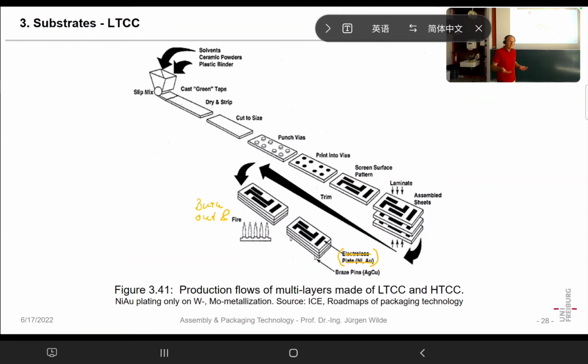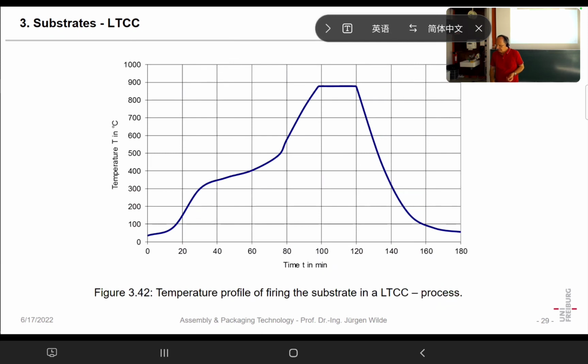And then we can have further processing. It's not only brazing pins, but we could also, for instance, solder on some pin in order to have a connector or such a thing. Okay, that's a profile of LTCC process. In the end, the high temperature profile is very similar to normal thick film technology, but here before we have to have a well-controlled heating process again. Okay.